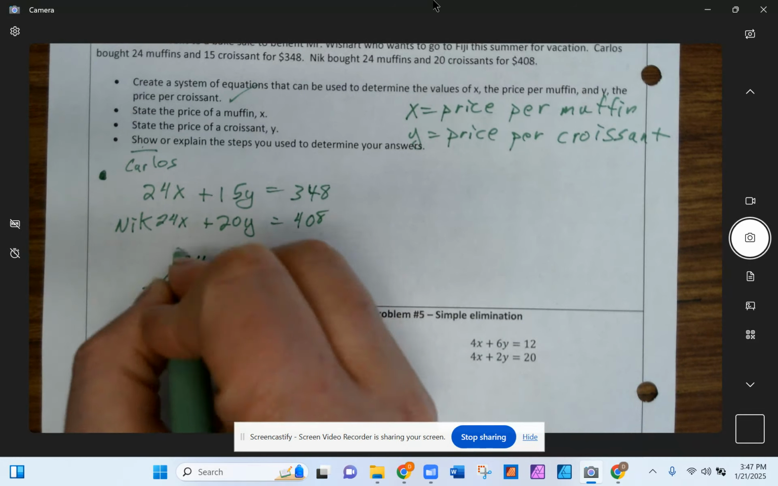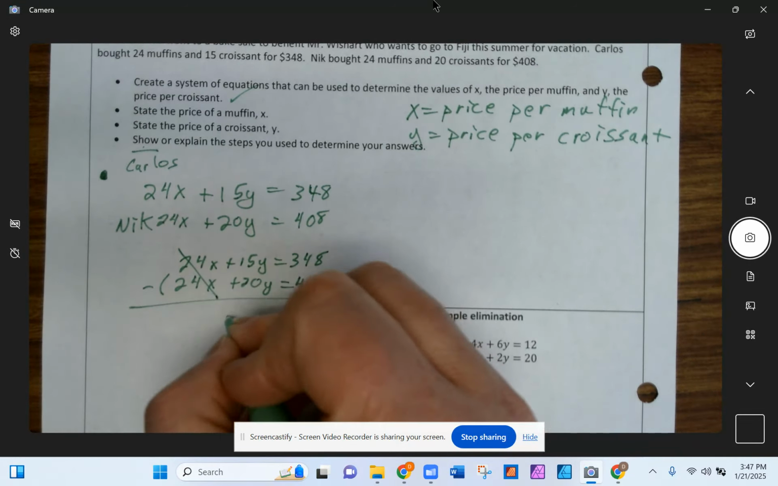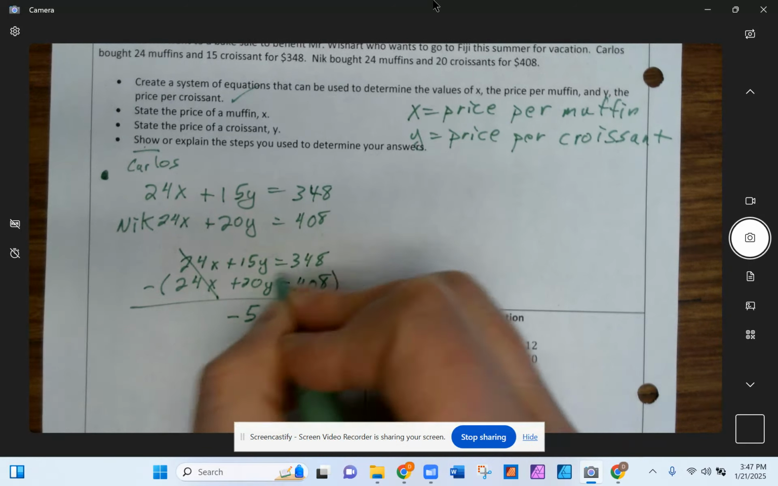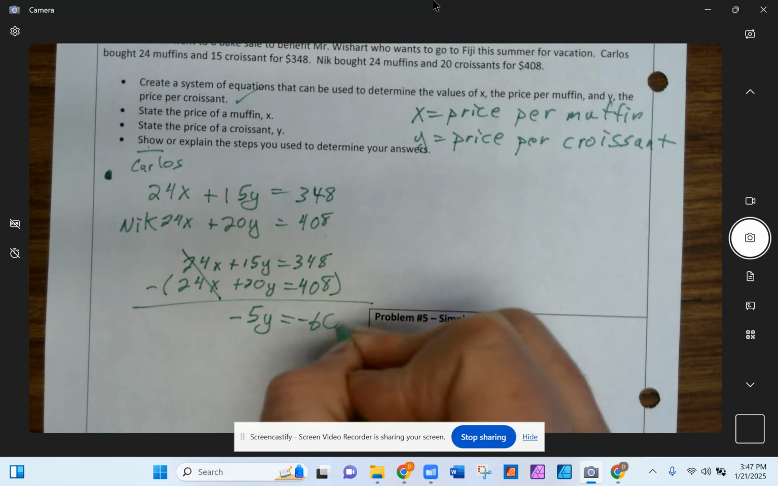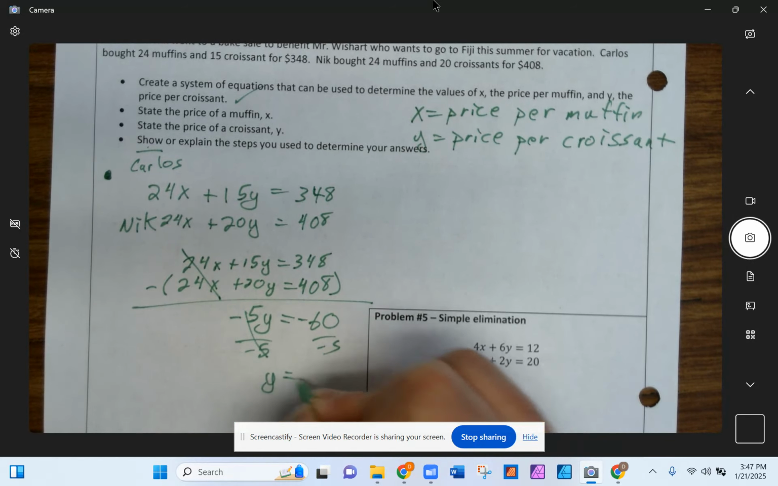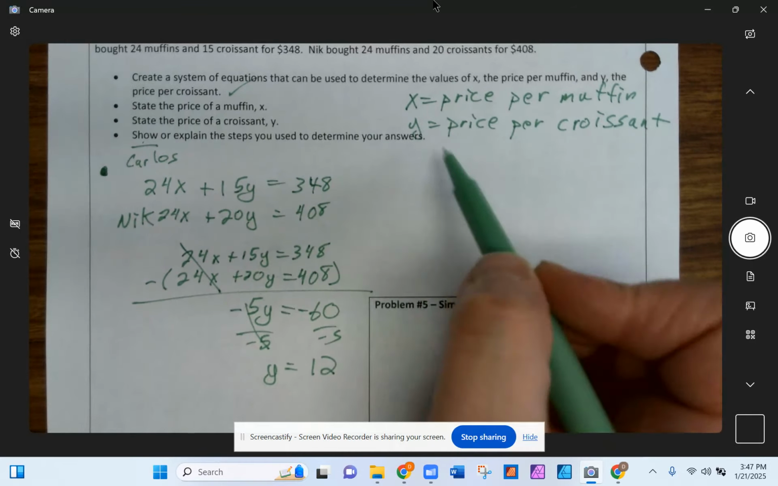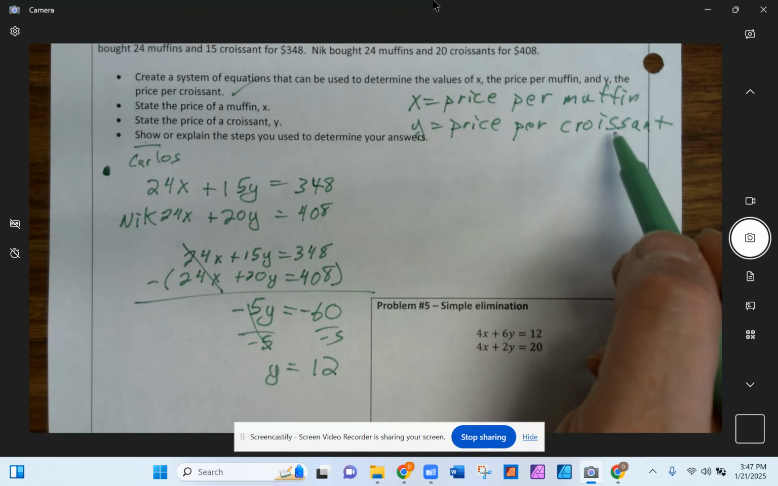24x minus 24x is 0, so it's gone away. 15 minus 20 is negative 5y, and then 348 minus 408 is negative 60. I'll divide by negative 5. And I get y equals positive 12. So I've just figured out the price of a croissant because I know that y is 12. Price per croissant is y, so that's $12.